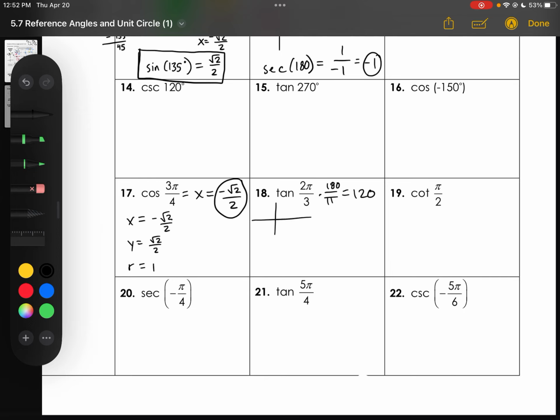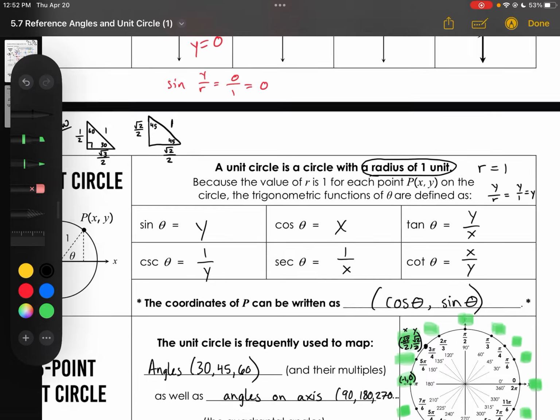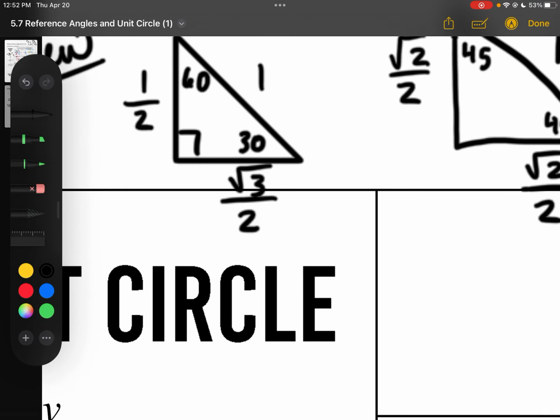So we can draw out 120 degrees. It's right over here. That's 120. 180 is over here. So the difference between 120 and 180 is 60. So our full triangle, drawn nice and big here, has 60 here, 30 here, and 90 here. We have a radius of 1 as always. We scroll back up to the top to our new one. So across from 60 is the root 3 over 2.